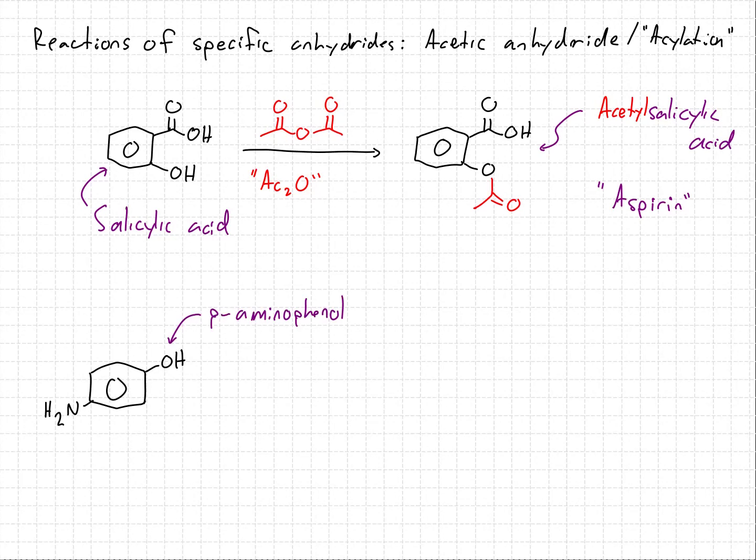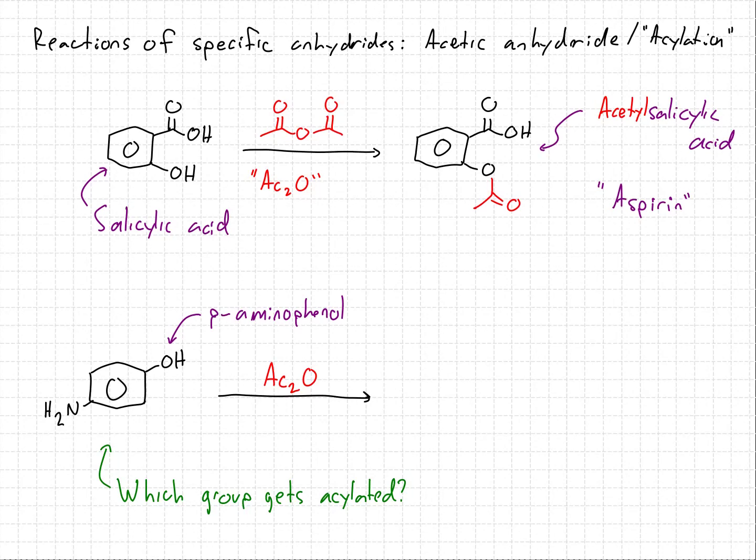Let's say I have this compound here, which is para-aminophenol, and again I acylate it by treatment with acetic anhydride. Which one of the two groups in this molecule will get acylated? Will it be the alcohol or will it be the amine? Take a moment and think through this, come up with a good explanation, and then we'll talk about it.